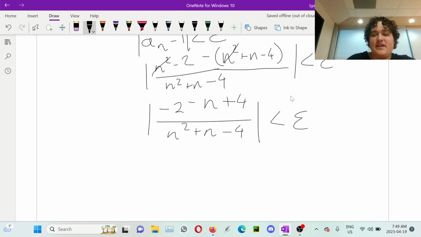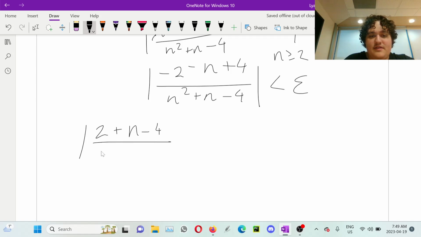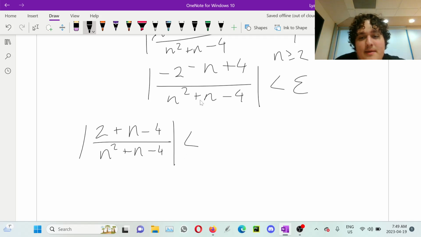So yeah, because we're choosing n to be greater or equal to 2, we can basically say that first of all, we can use absolute properties to flip the signs of the top, and then we have this. So we can find something bigger than it and make sure that epsilon is bigger than that, so it'll be bigger than this, right? By the transitivity of the inequality sign. So I can make the numerator bigger and the denominator smaller.